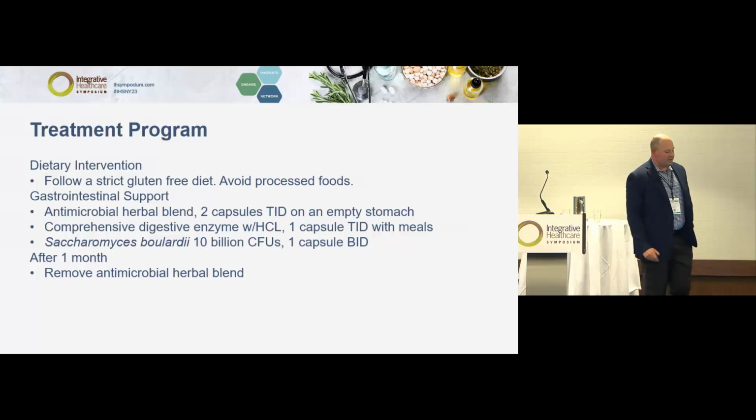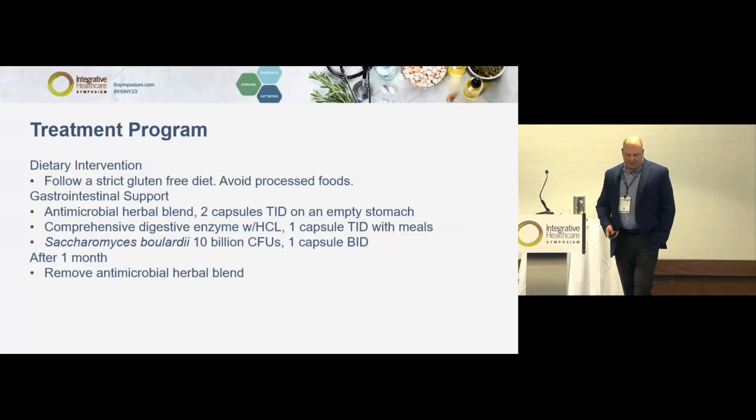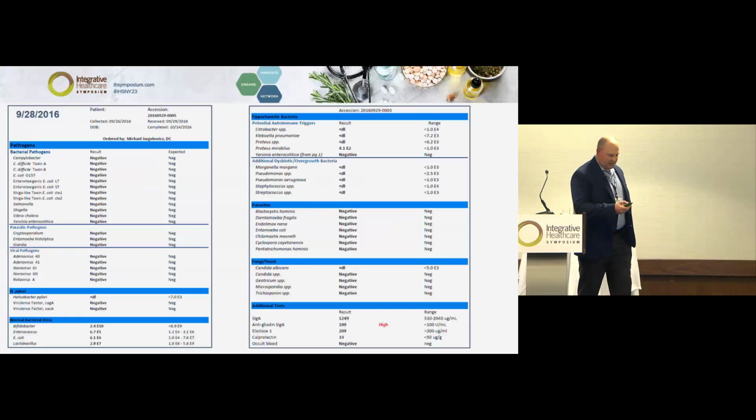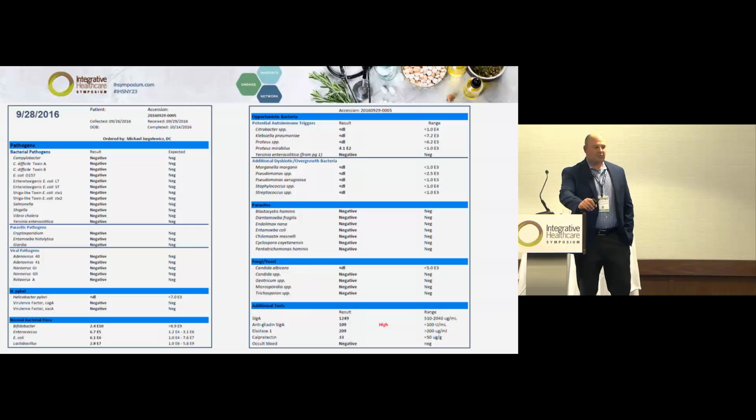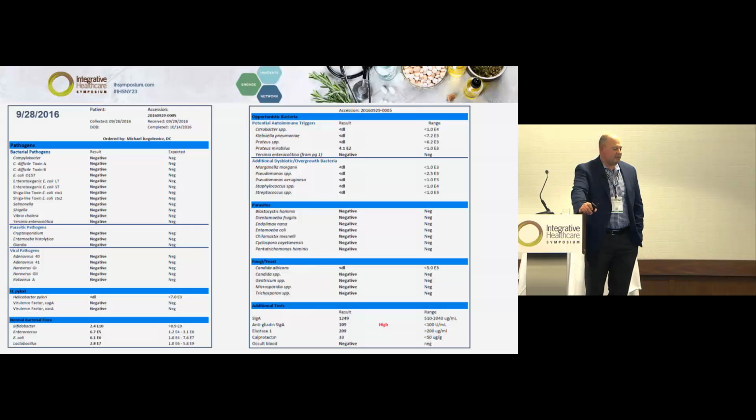So I typically do the antimicrobials for 4 weeks and then remove them. This test was done 3 weeks later. You can see everything from the dysbiosis to the pathogenic bacteria were gone, and the only thing that was present was the anti-gliadin antibody. So this could be due to cross-contamination, or as we know, many people that start a gluten-free diet, it takes them a while to figure out what they're eating.